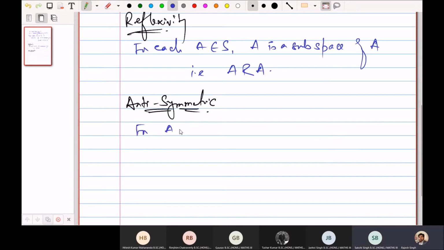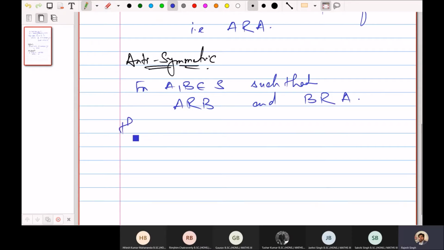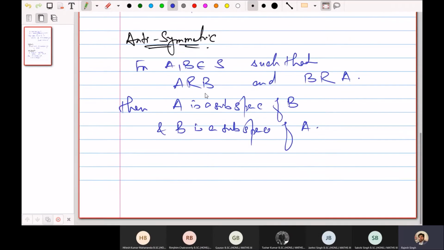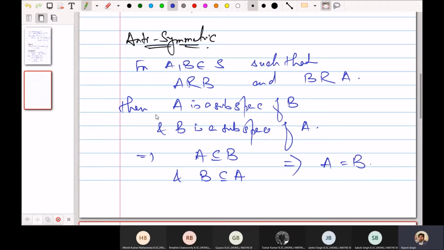Let A, B belong to S be such that A is related to B and B is related to A. Then, since A is a subspace of B, A is a subset of B. A is a subspace of B and B is a subspace of A. So this implies A is contained in B and B is contained in A, and this implies A equals B. So antisymmetric is also there.